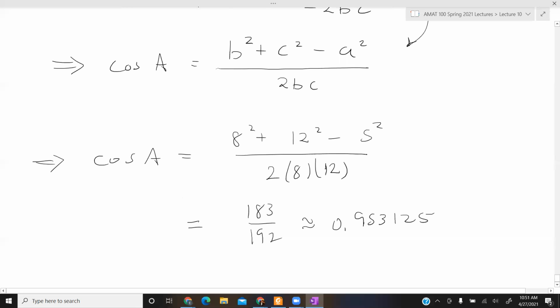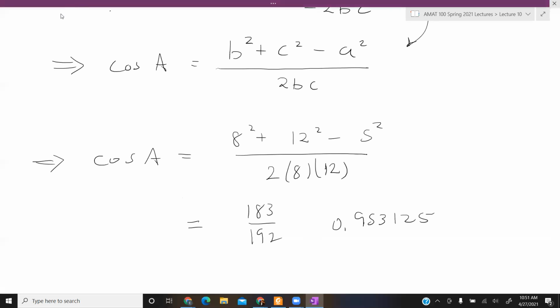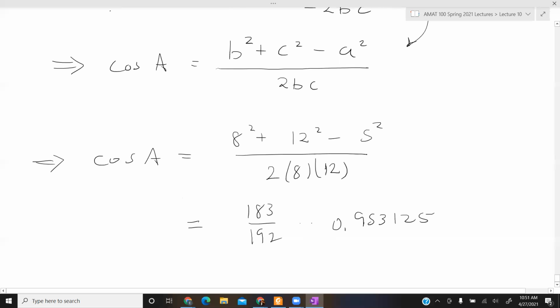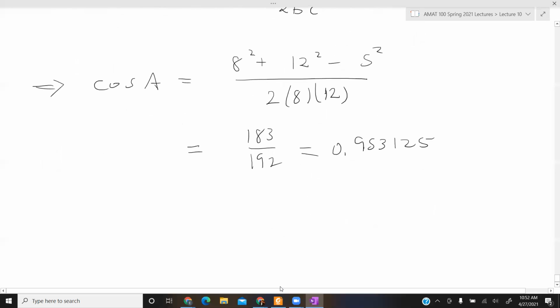What am I talking about? This is a rational number, so it has a finite decimal expansion. Rational numbers have finite decimal expansions. So this actually just equals that. But again, I don't really care, and I don't really expect you to care either, but I'll write it down because the book writes it down. So if you do that, now we have cosine A is equal to this number.